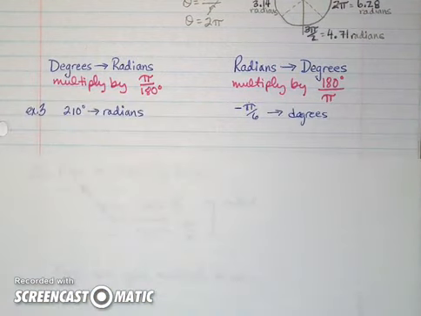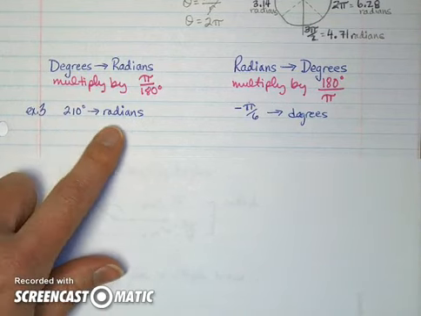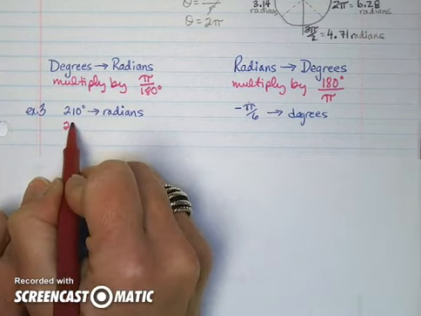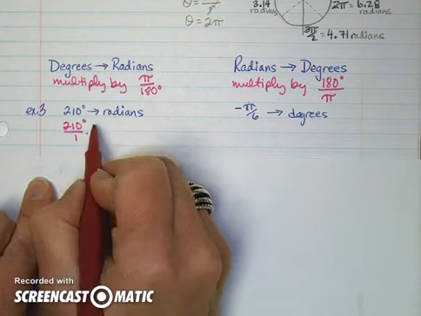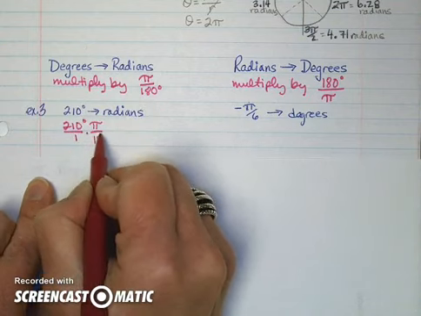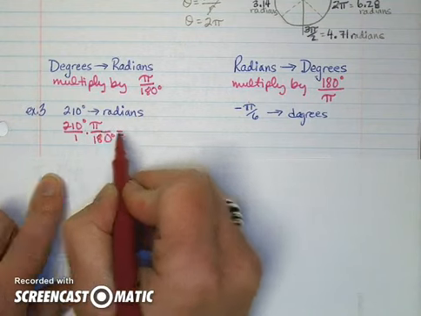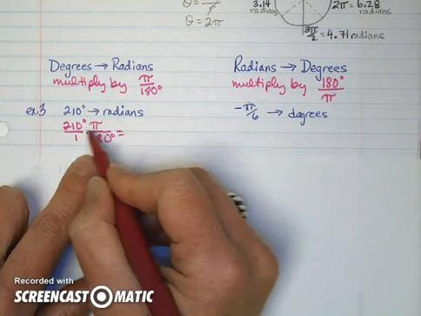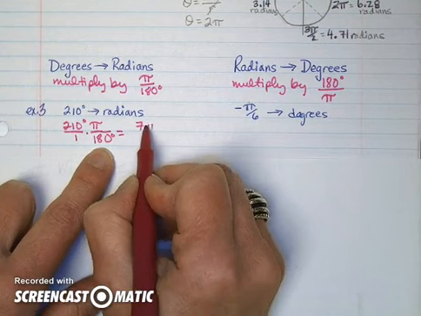So if I want to go from 210 degrees to radians, I want the equivalent value in radians. I have 210 degrees, and I'm going to multiply that by pi over 180. When I do that, you'll notice that the degrees are going to cancel, and you will be left with 210 over 180, which reduces to 7 pi over 6.